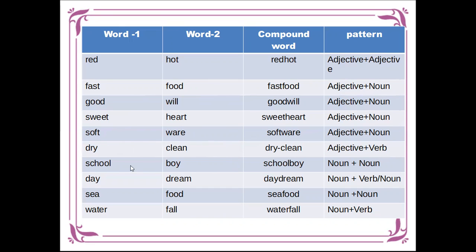School plus boy, schoolboy: noun plus noun. Day plus dream, daydream: noun plus verb or noun. Sea plus food, seafood: noun plus noun. Water plus fall, waterfall: noun plus verb. So, an adjective is nothing but a word that describes the subject. So, these are the patterns for compound words: adjective plus adjective, then adjective plus noun, like this.